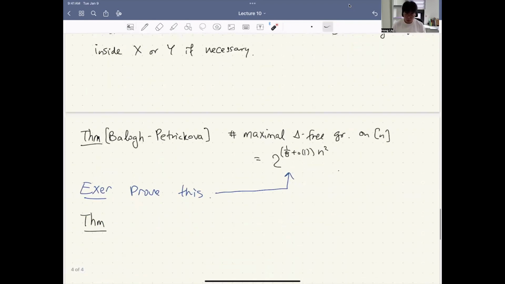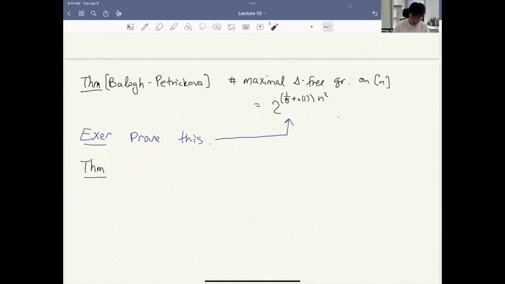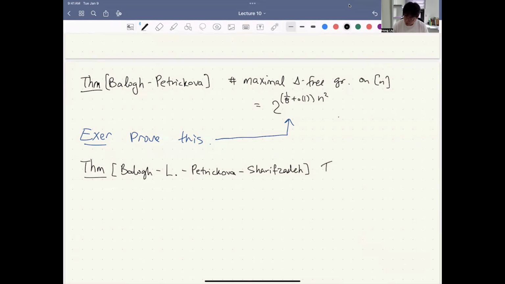Okay, so this is by Balogh, myself, Petříčková, and Maryam Sharifzadeh. So, typical structure.